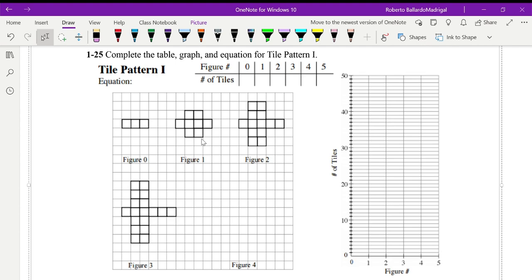So one of the first things is, let's count how many blocks we have in figure 0. And we can do this simultaneously. We can answer how many blocks we have, and we'll put that in the table just so we can get a count of how many blocks we have in total. So figure 0, how many blocks do we have in figure 0? We have 3 blocks.